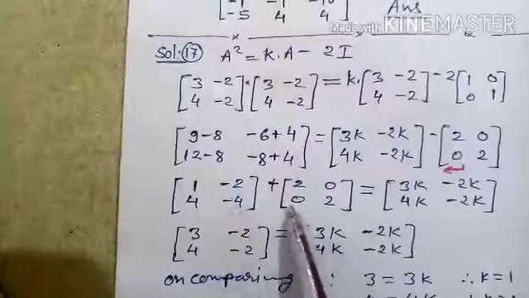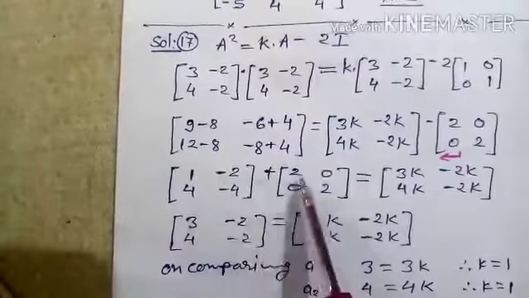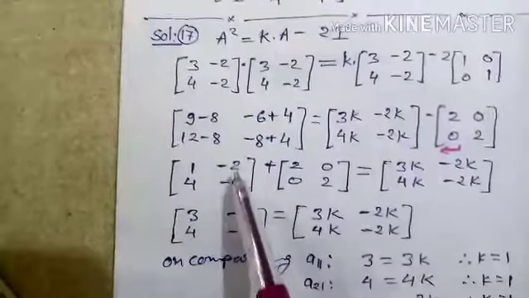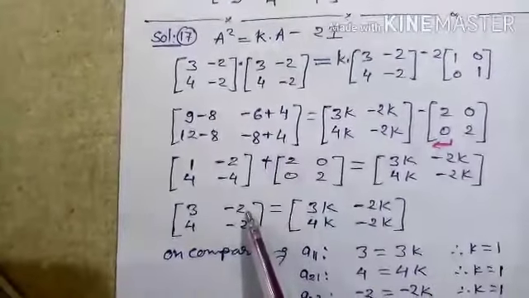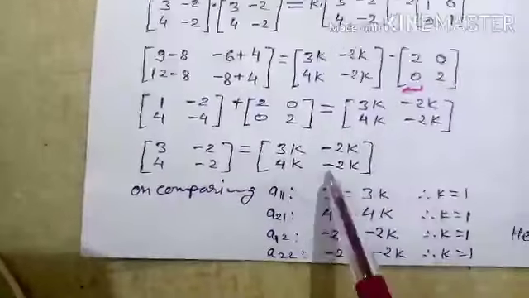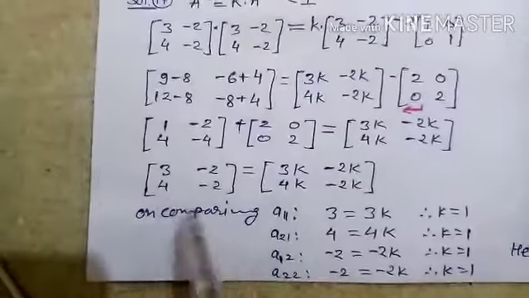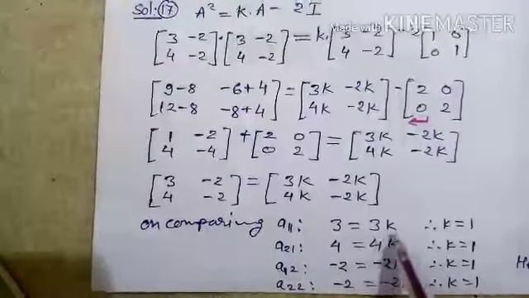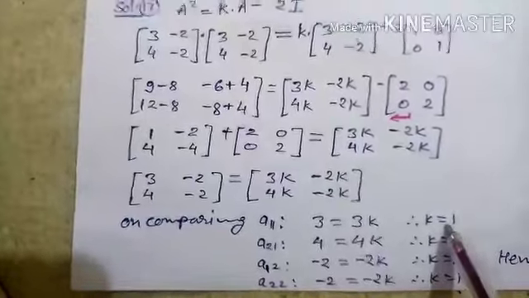Now find the sum of these two matrices. 2 plus 1, that is 3. 4 plus 0, that is 4. Minus 2 plus 0, which is only minus 2. And minus 4 plus 2, that is minus 2. Now compare these two matrices. First element, A11. 3K is equal to 3, or 3 is equal to 3K. 3 and 3 cancel out, K equal to 1.